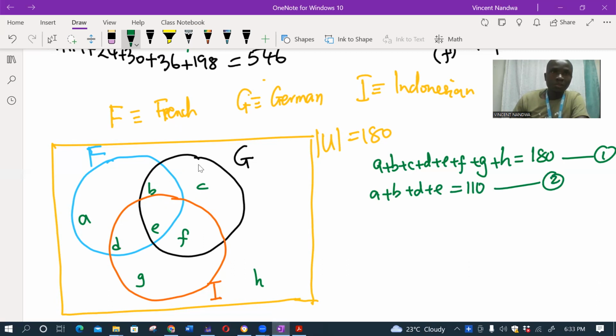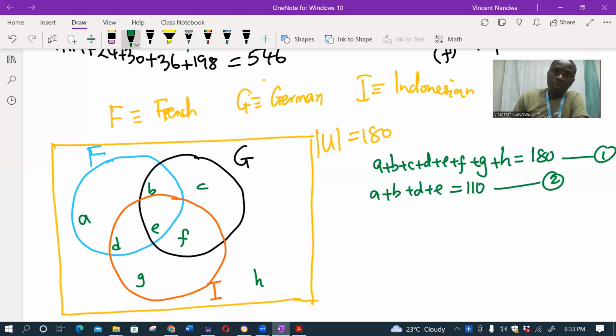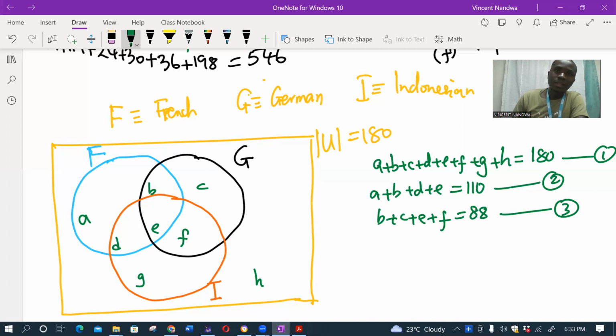Now let's check those who study German in the black circle. 88 students study German. So B plus C plus E plus F is 88. Call it 3. And 65 study Indonesian. So when we take D plus E plus F plus G, we get 65.